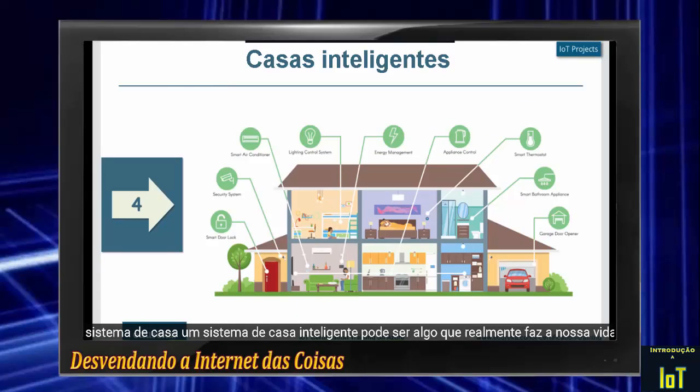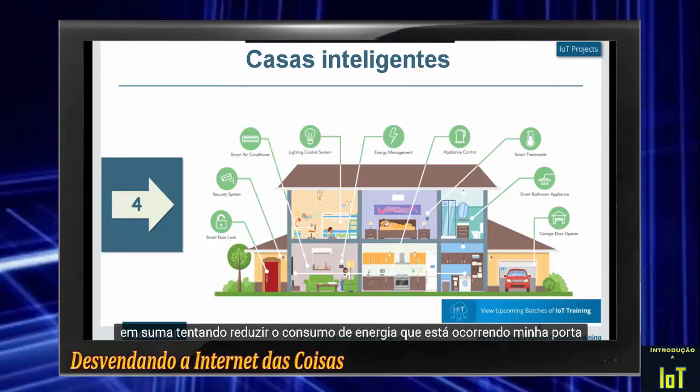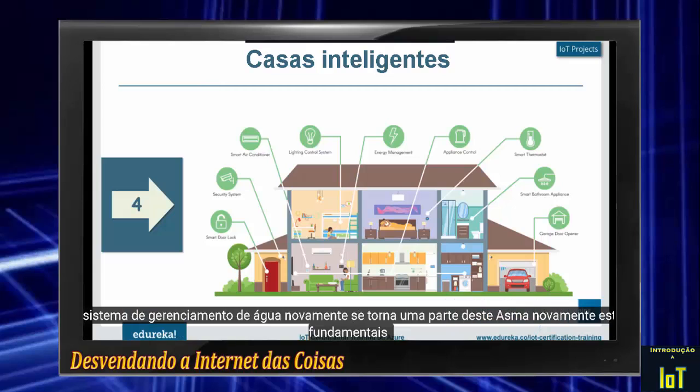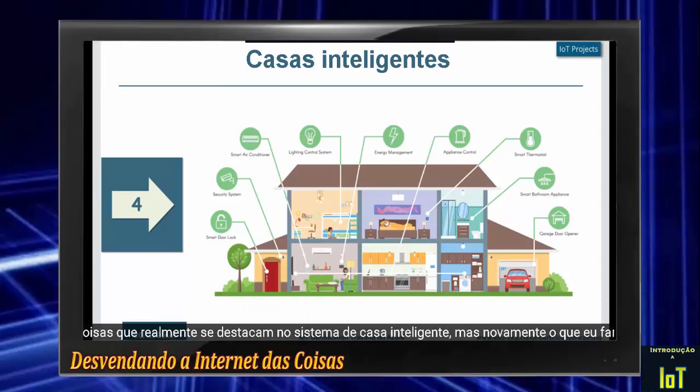A smart home system can be something that really makes our life quite easy. Starting from energy management, where the light control systems, the AC, the appliances that we use, the thermostat, all this is managed. In short, trying to cut down the power consumption that's taking place. My door management system is also part of this. My security system is also part of this. My water management system again becomes a part of this as well. Again, these are key things that really stand out in the smart home system.